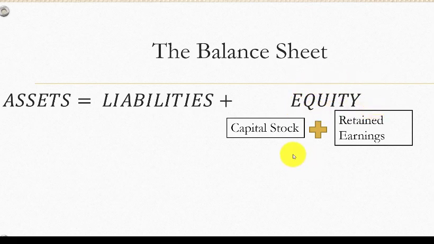Now, little side note here, equity has 2 parts. You have money that you receive from shareholders when you sold your stock, that's capital stock, and you have retained earnings. That's money the company has actually earned and has retained in the company. They haven't paid it out as dividends, hence the name retained earnings.